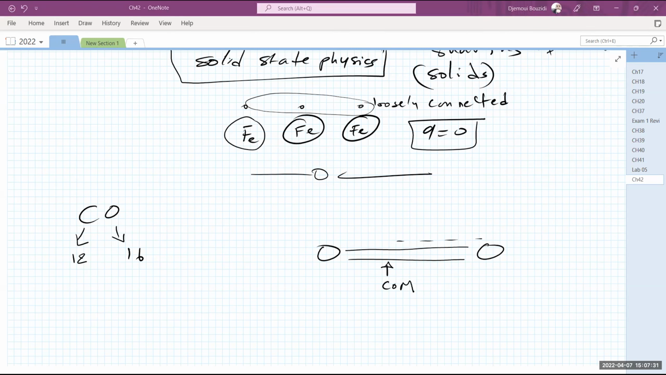Okay, so this atom is mass m1, and it's situated at distance r1. And this atom in here is of mass m2, not necessarily the same, situated at the distance r2 from the center of mass.